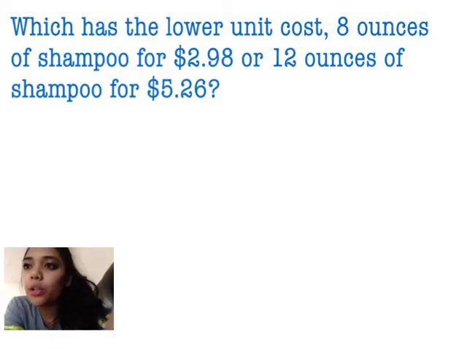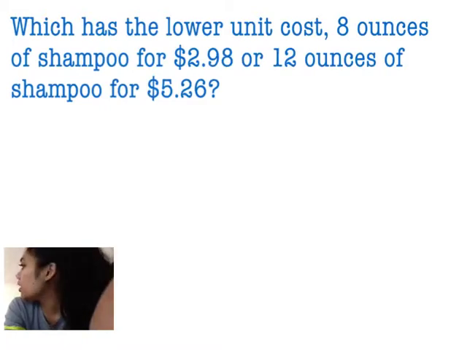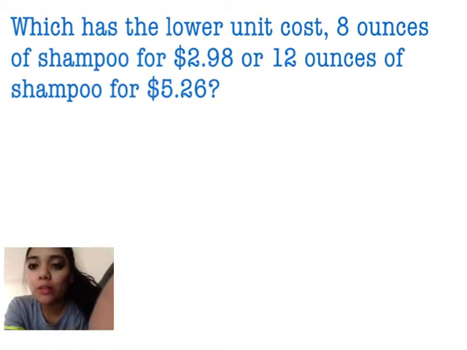Okay, which has a lower unit cost? 8 ounces of shampoo for $2.98 or 12 ounces of shampoo for $5.26. So, some of you might think this is actually very pointless to know, but when you're on a budget, when you are fending for yourself and your parents aren't paying for everything, you're going to want to be able to save some money and determine which one is really actually the real deal, which one's a good buy.